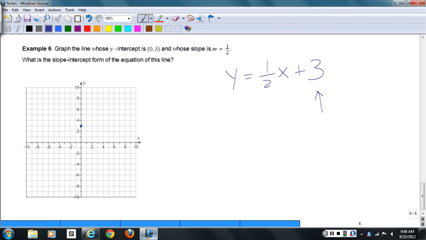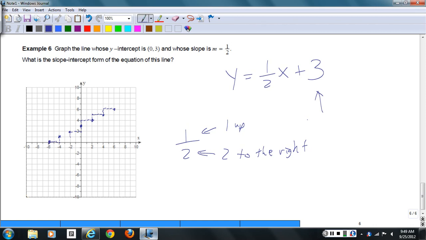So immediately we can plot the point 0, 3. And then if we know the slope, 1/2, we can do the rise over run thing, 1/2, 1 up, 2 to the right, and plot additional points like that. 1 up, 2 to the right, 1 up, 2 to the right. Get tired of that? 1 down, 2 to the left, 1 down, 2 to the left, and maybe down to the x-axis there.